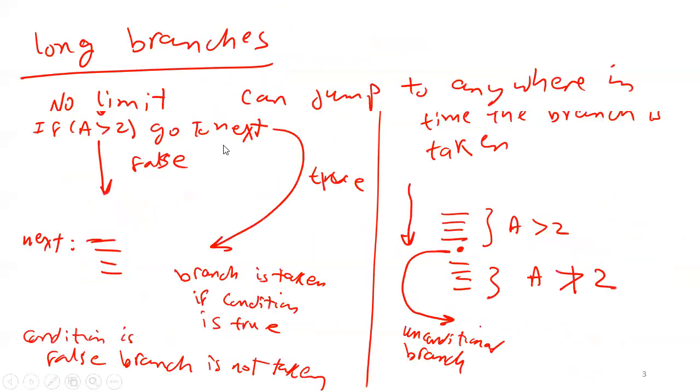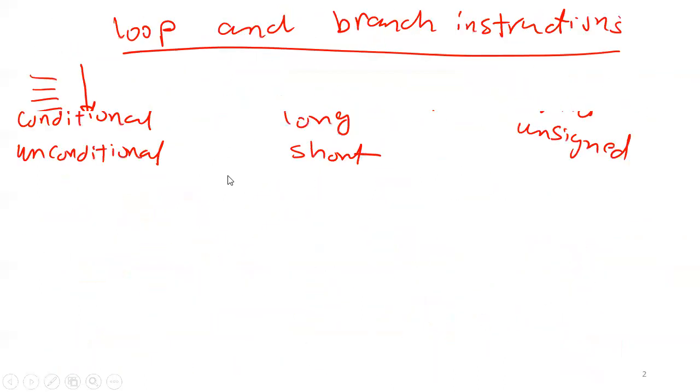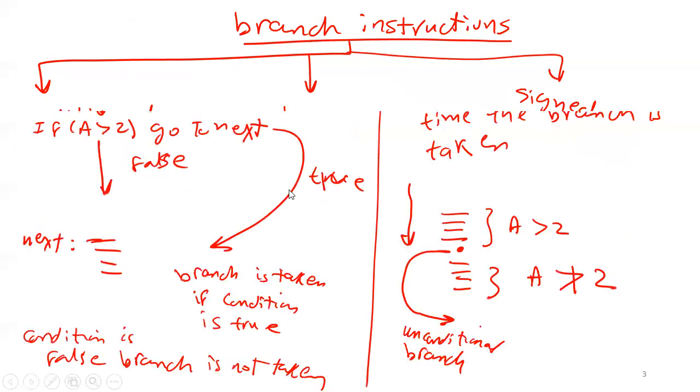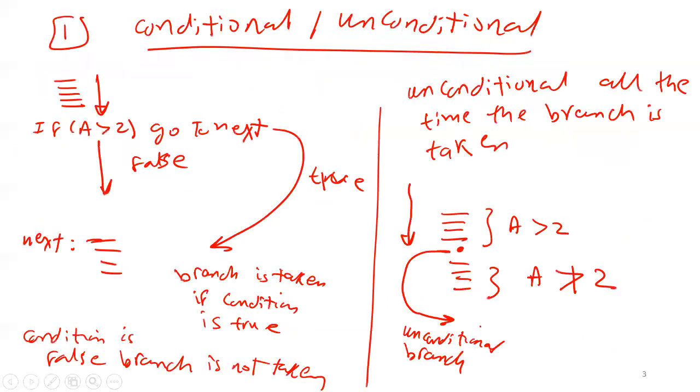Okay, guys. So now I'm going to teach branch instructions. When I teach branch instructions, we have conditional, unconditional, we have long, we have short, we have signed and unsigned. And you should now understand what this means. But for sure, the details are coming. This is just a big picture. Now let's see the details.